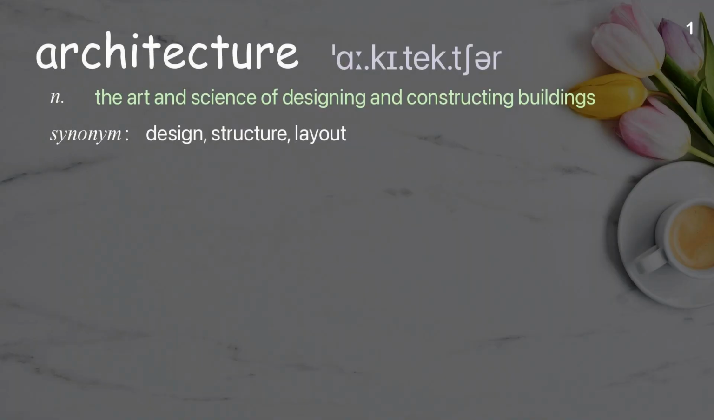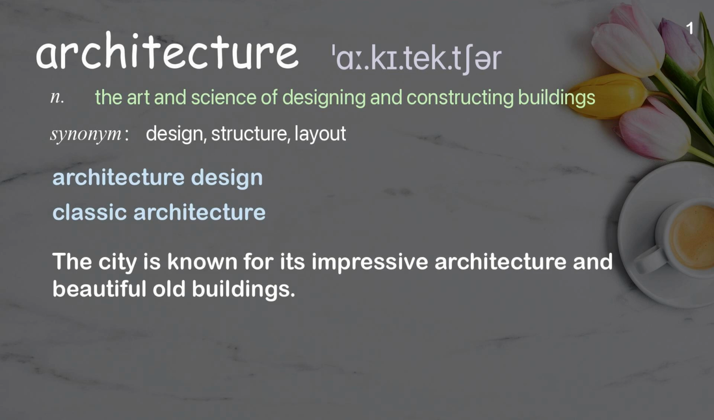Architecture. The art and science of designing and constructing buildings. Examples: Architecture design. Classic architecture. The city is known for its impressive architecture and beautiful old buildings.